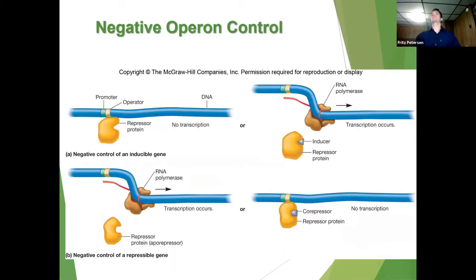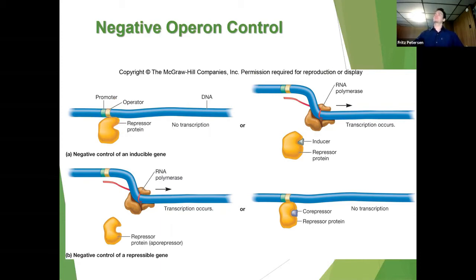So first, we're going to be discussing negative operon control. First, what is an operon? An operon is a functional unit of DNA containing a cluster of genes under the control of a single promoter. Here you can see the operon represented in the yellow, and it's under the control of this promoter. And the operator, in this case, provides a site where repressors can bind.